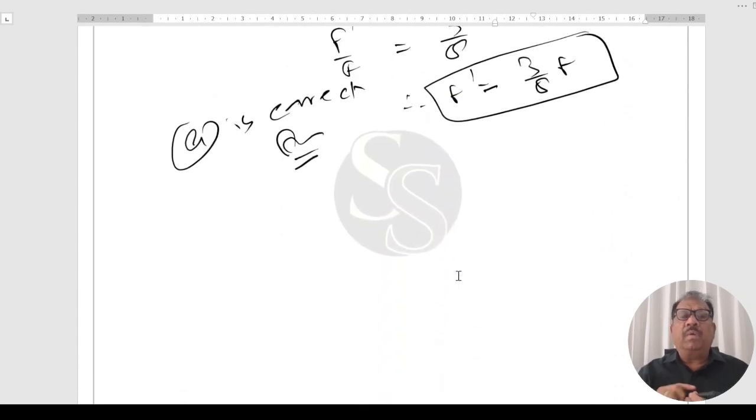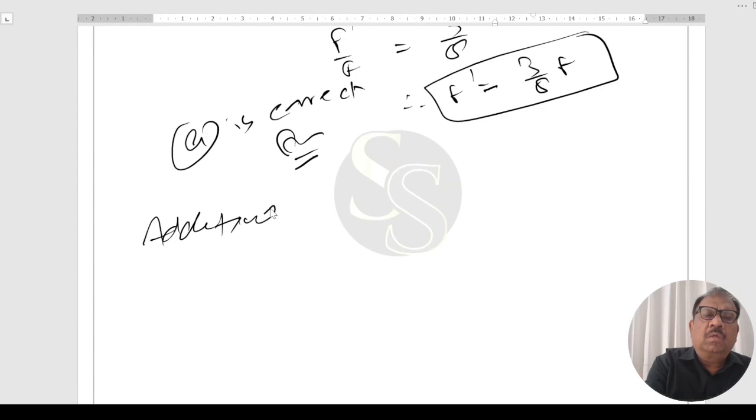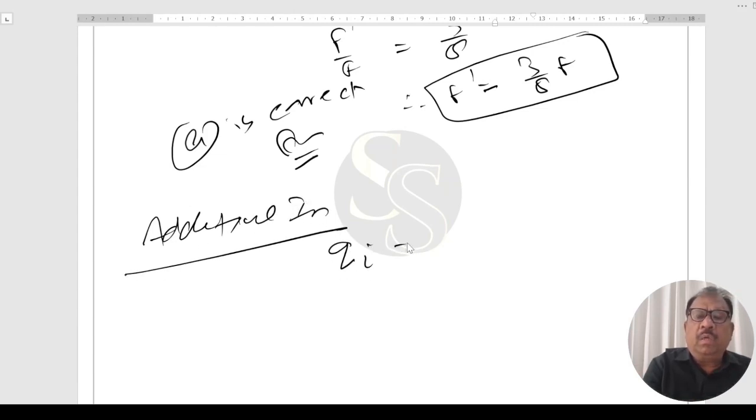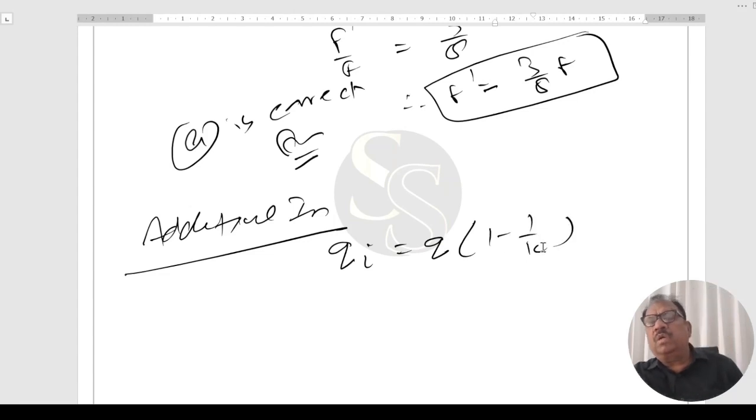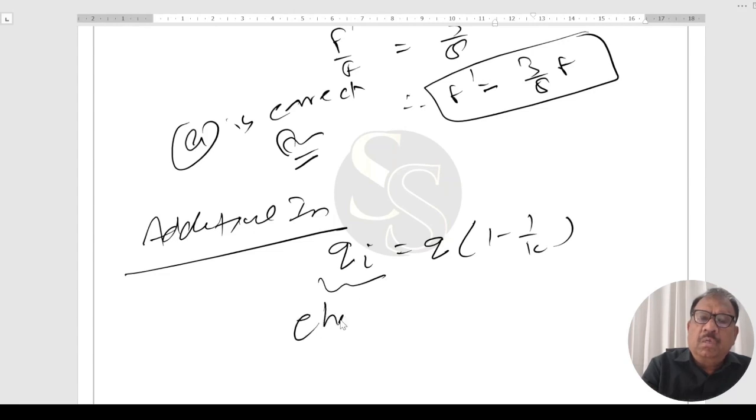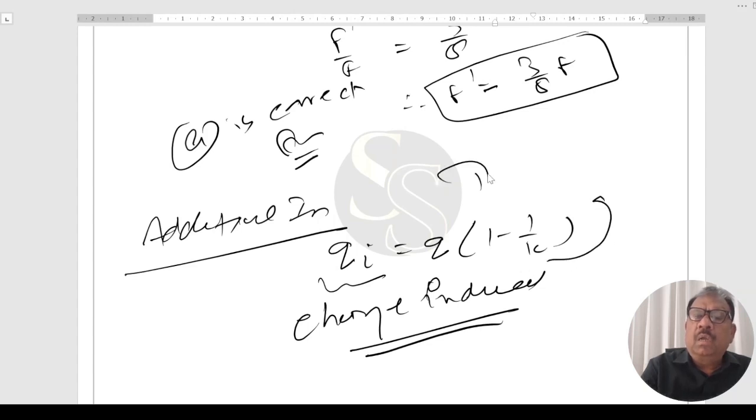Right. Now, some additional information. Qi equal to Q times (1 minus 1 by K). If it is not a conducting sphere, the charge induced will be this, where K is the dielectric constant. Right? I think this is clear.